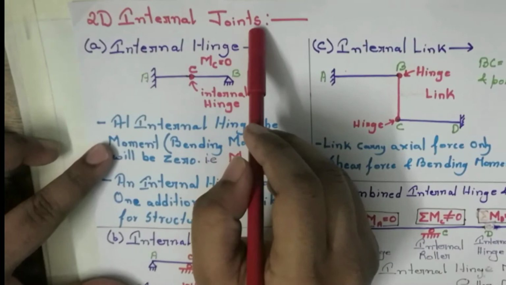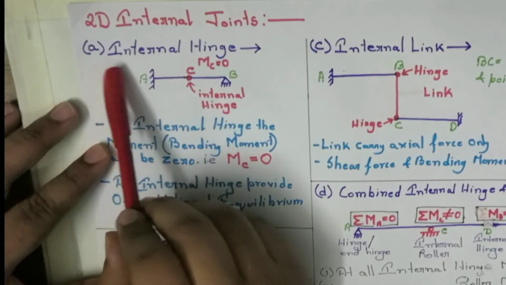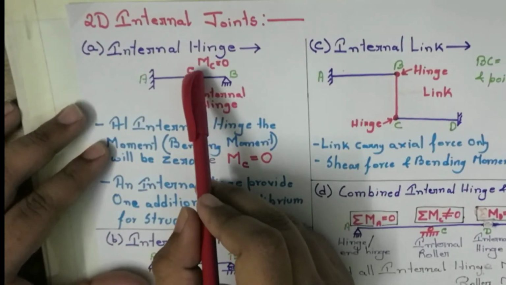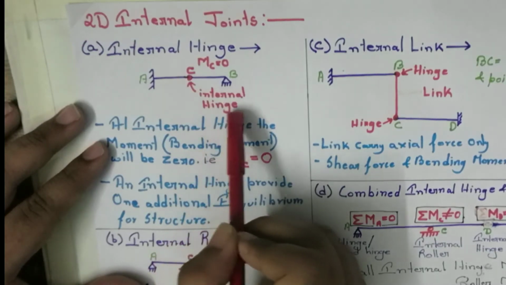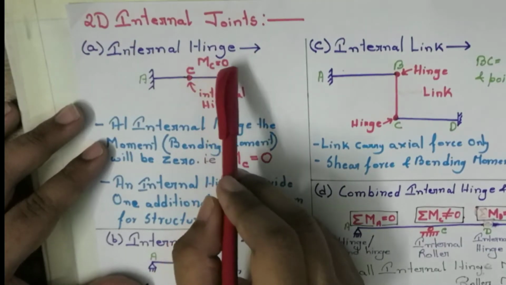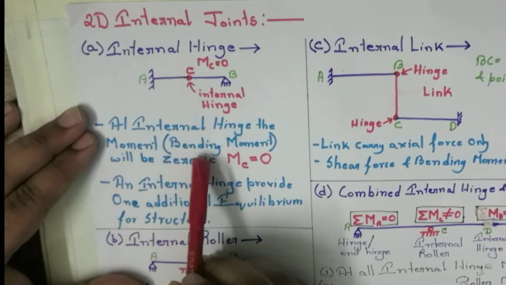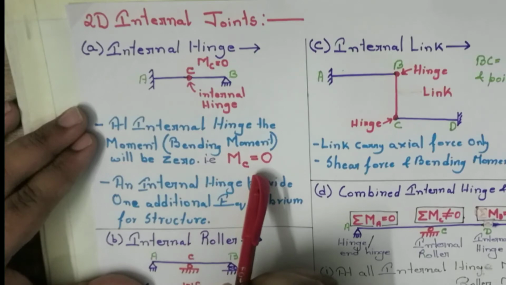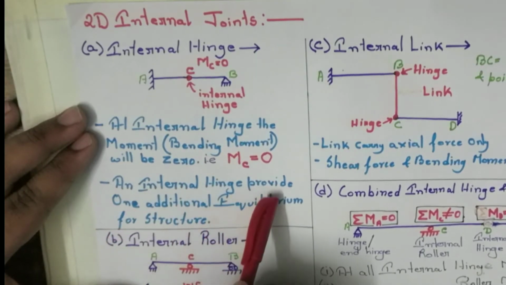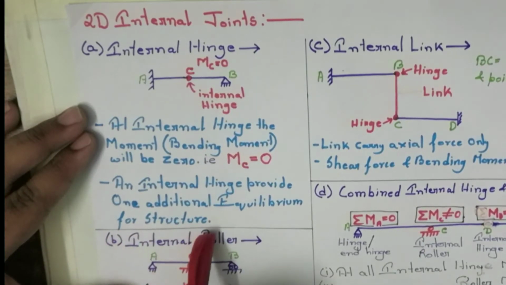2D internal joints. A. Internal hinge. This particular point C is an internal hinge, and moment in an internal hinge is always zero. So at internal hinge, the bending moment will be zero. An internal hinge provides one additional equilibrium equation for the structure.